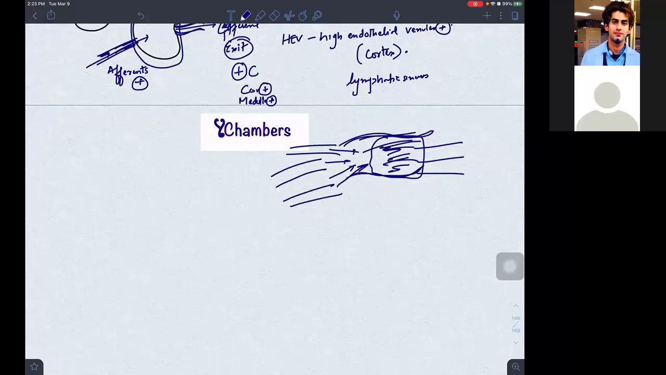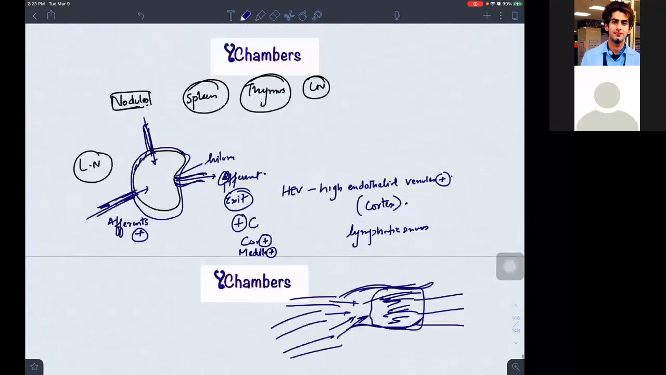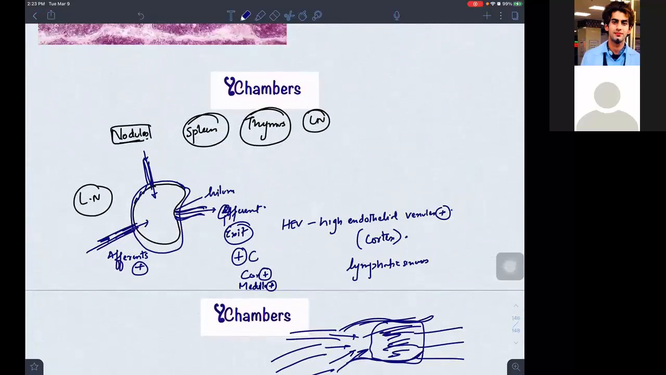Now, if I go to those nodules, that is MALT, GALT, do they have a capsule? No, sir. This is how we can learn things. So this was about the lymph node.